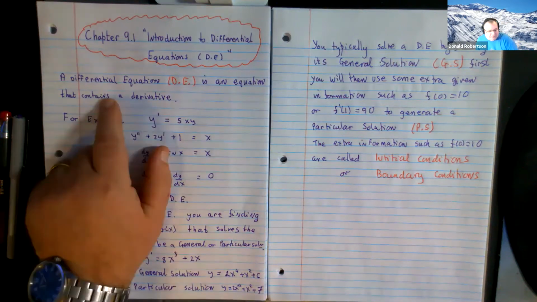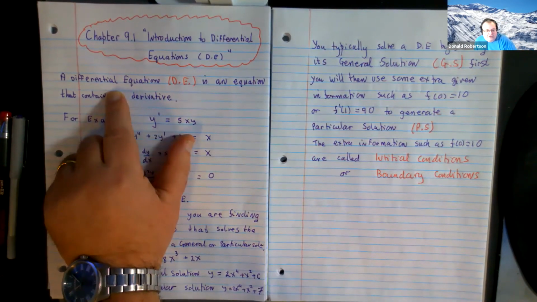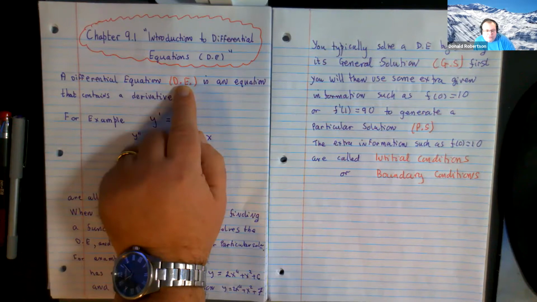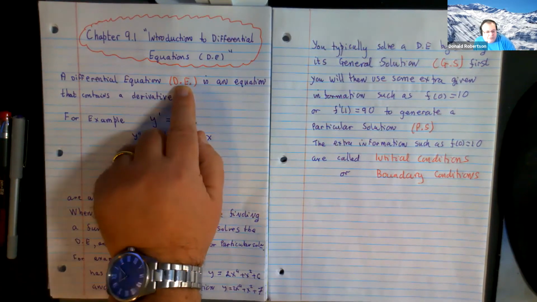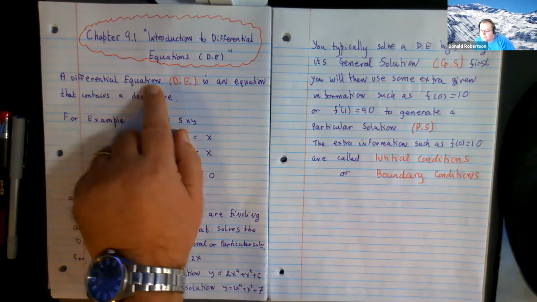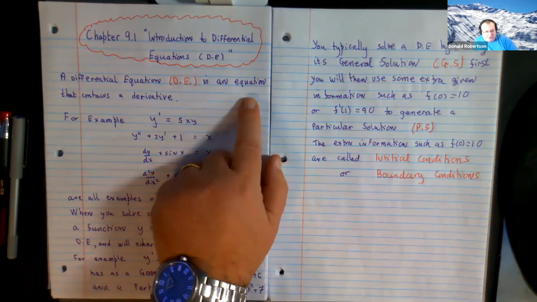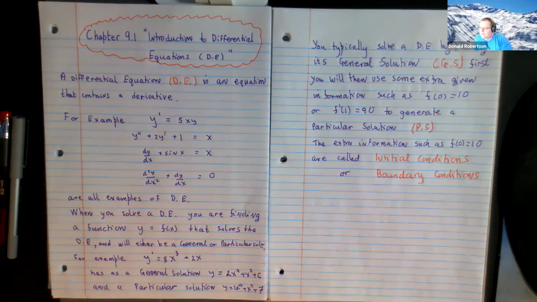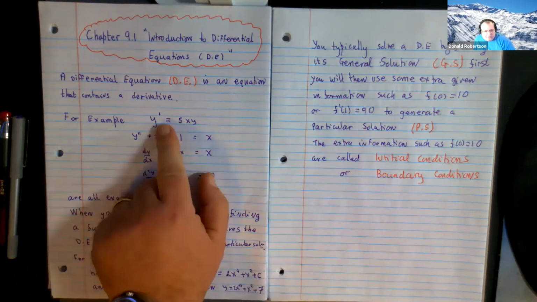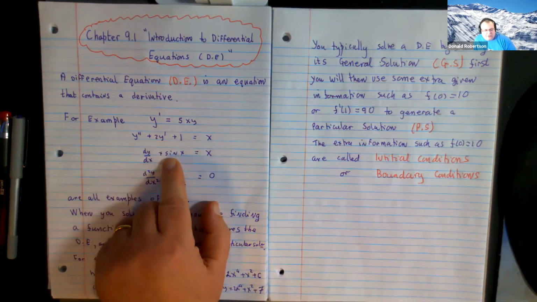So let's start off with the obvious. What is a differential equation? Well, we always use DE for short, because nobody wants to write that a lot. So DE means differential equations. And it's simply just an equation, right, that contains a derivative. So here are some examples of differential equations.